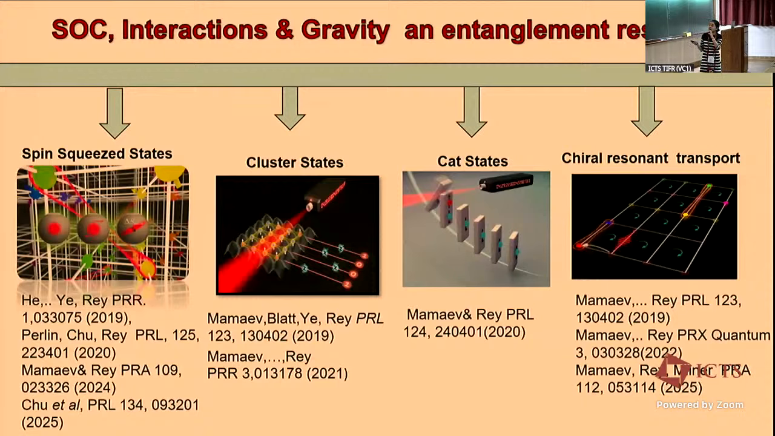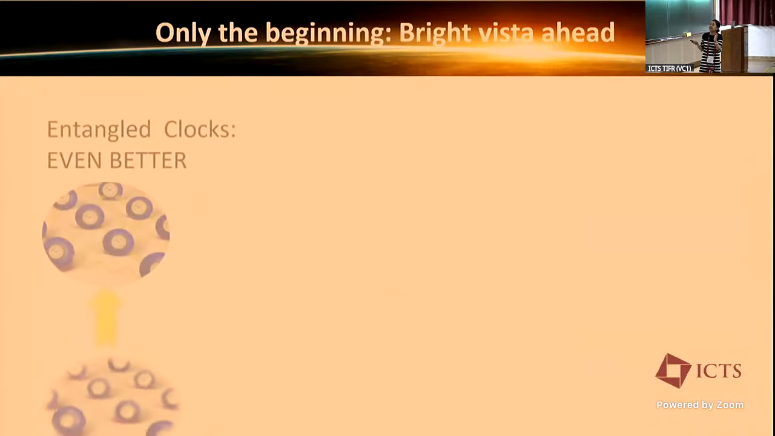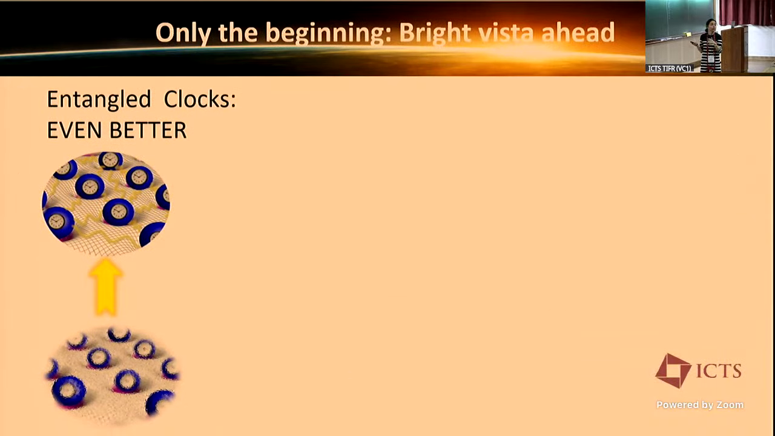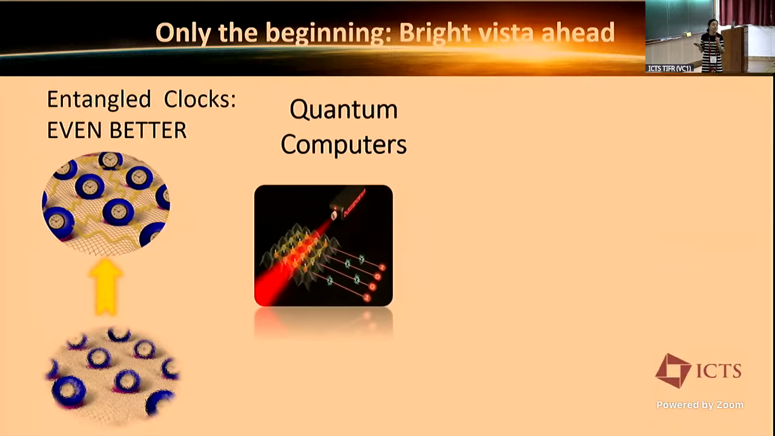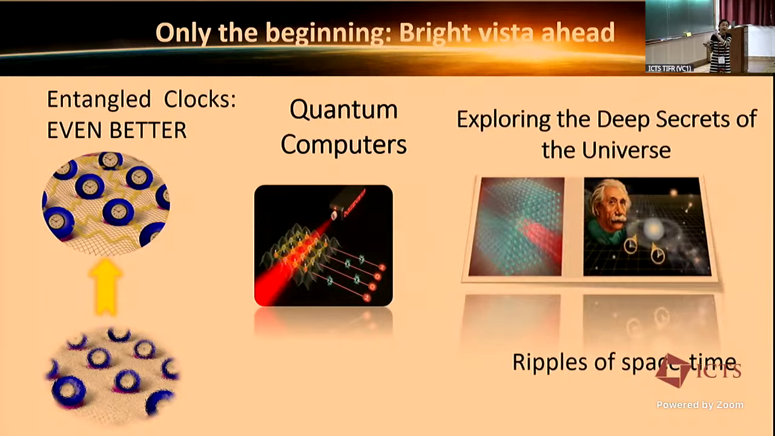So hopefully with that, you can see that there is a great vista ahead. We will try to create even better clocks with entanglement. We want to use them for setting proofs of principle, of course not quantum computers, but proofs of principle for quantum computers, and hopefully push the exploration of gravity into the regime where quantum mechanics starts to play a role. And with that, explore even the ripples of our space-time.